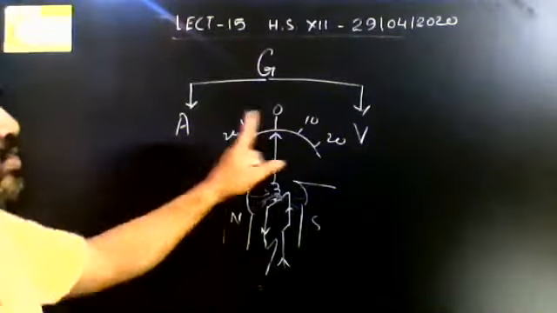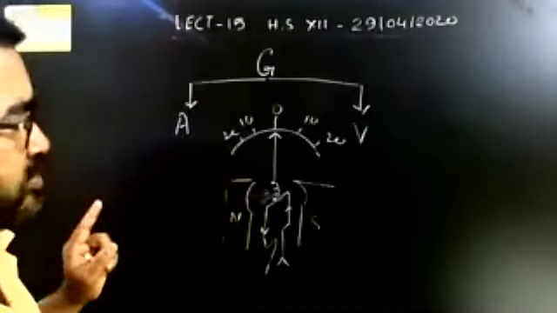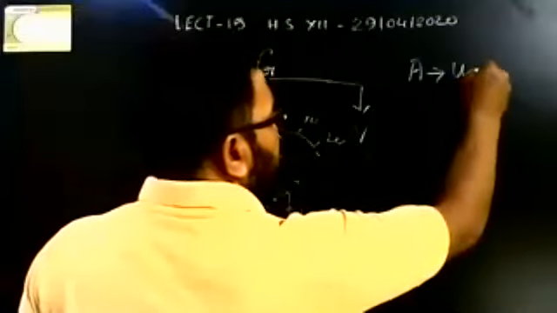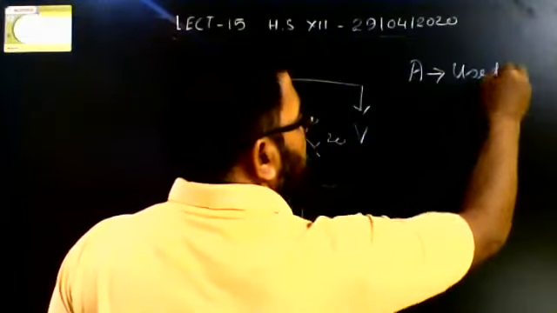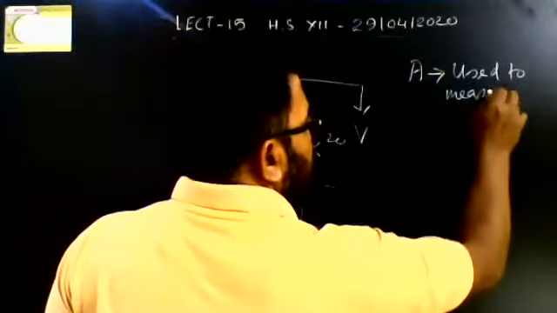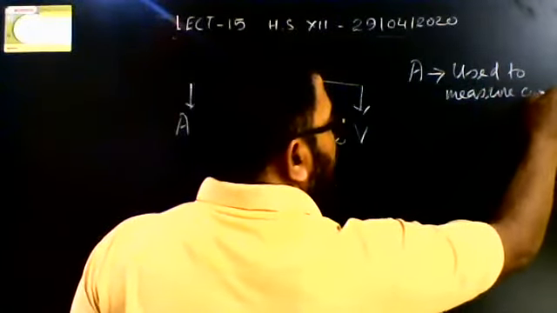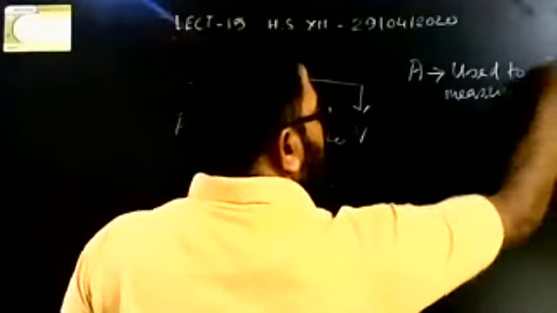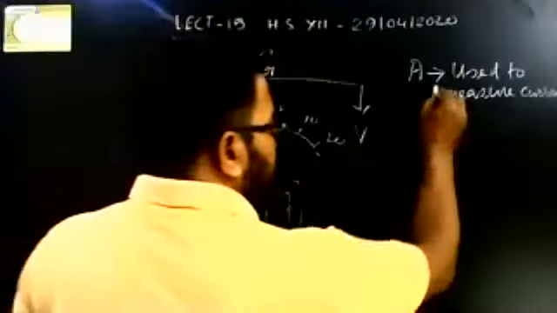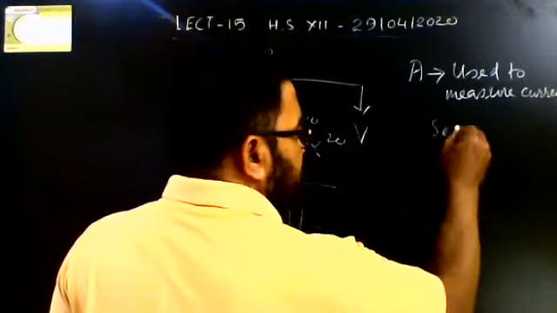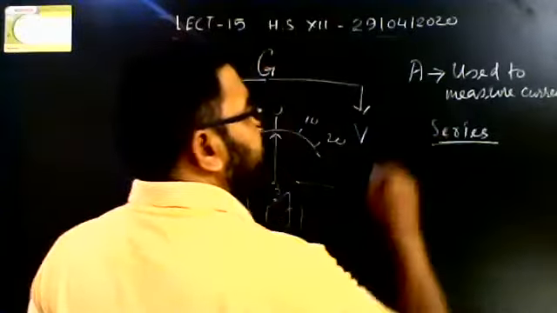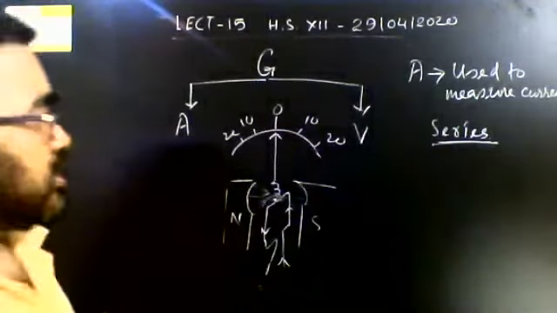What is the function of an ammeter, what is the function of a voltmeter? What does an ammeter do? Ammeter is used to measure current. So ammeter is used to measure current. Okay. Always it is connected in series. It is connected in series, right?